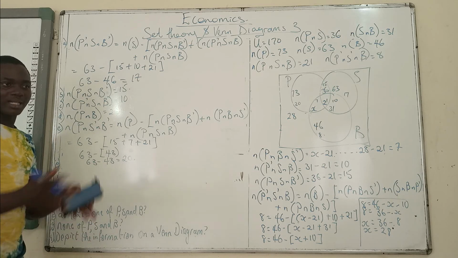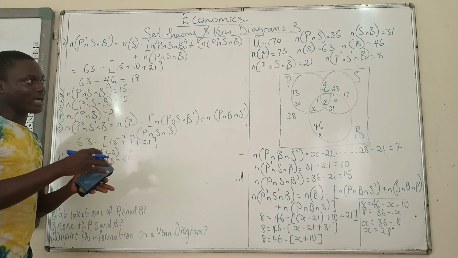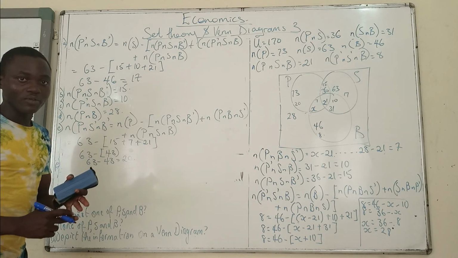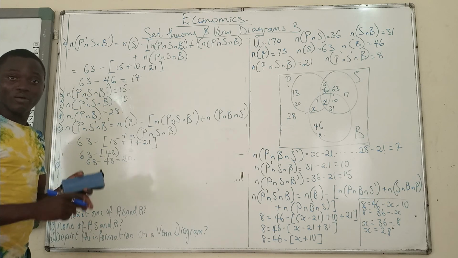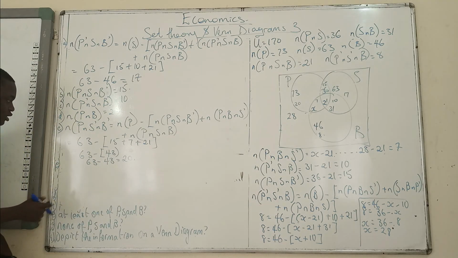Okay, I think you get that. So at least one means at least one of the schools. That means we are talking about students that went to only one of the schools, plus students that went to two of the schools, plus students that went to three of the schools. So how do we denote that? That is going to be a union.